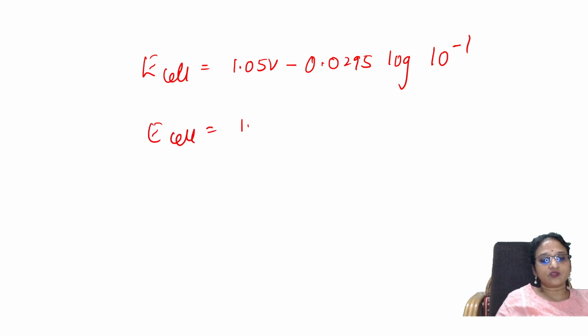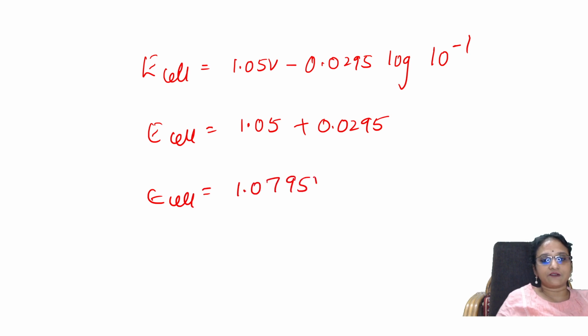So when I solve this, 0.05, yes students, so 10 raised to the power, this is minus, na? So this gets converted to plus now, 0.025, which is equal to 1.0795 volts. Easy, easy? Yes, easy. So this is how you got the cell potential.